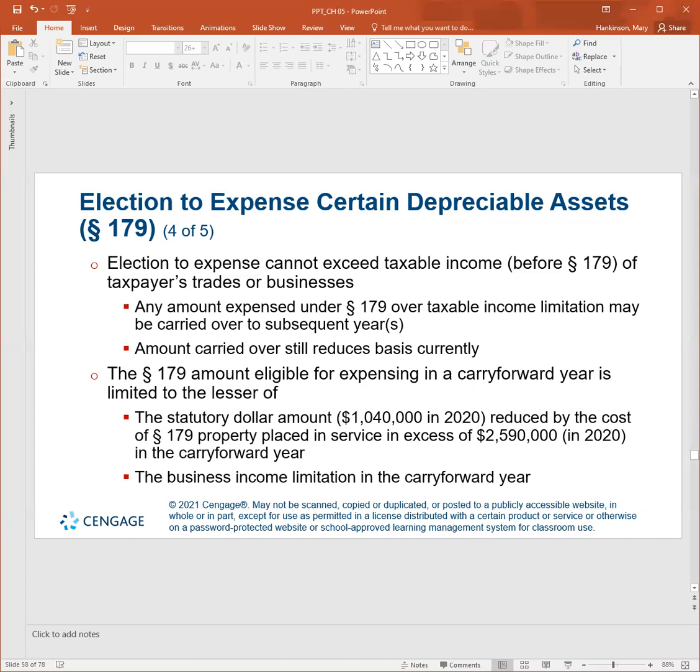Any Section 179 amount in excess of taxable income is carried forward to future taxable years and added to other amounts eligible for expensing. The various limitations for that carryforward year are applied to the total amount of eligible property, including any amount carried over from previous years.